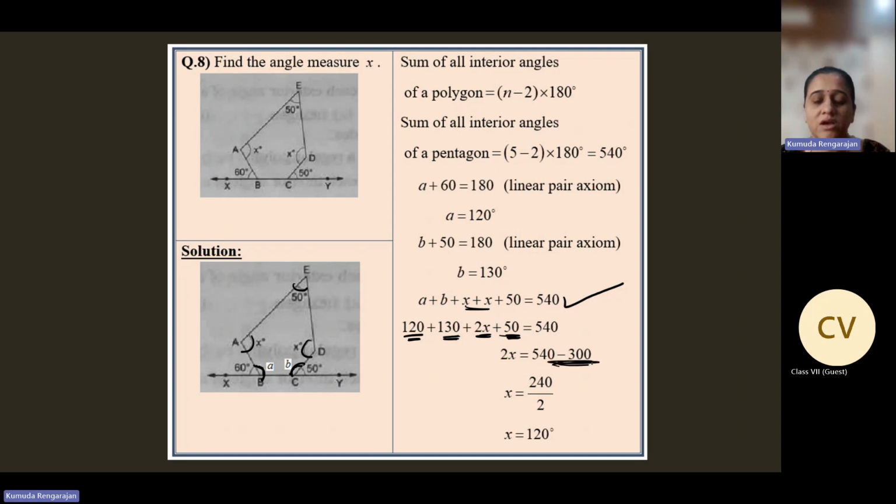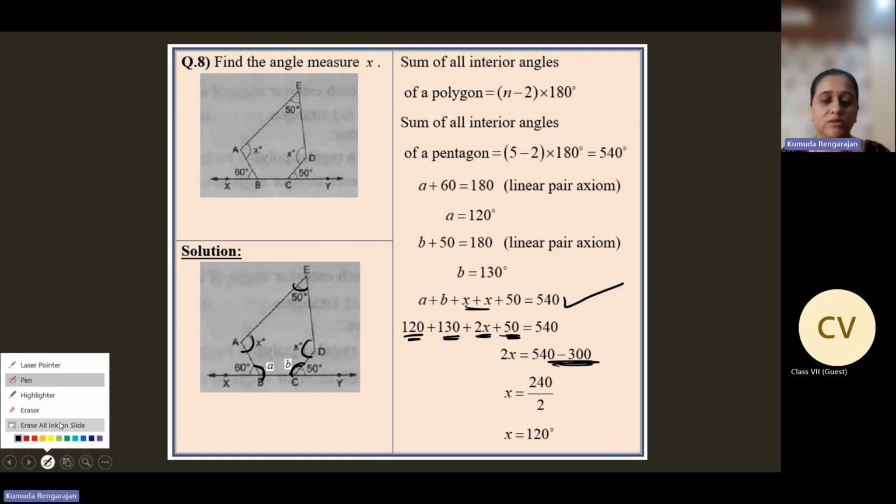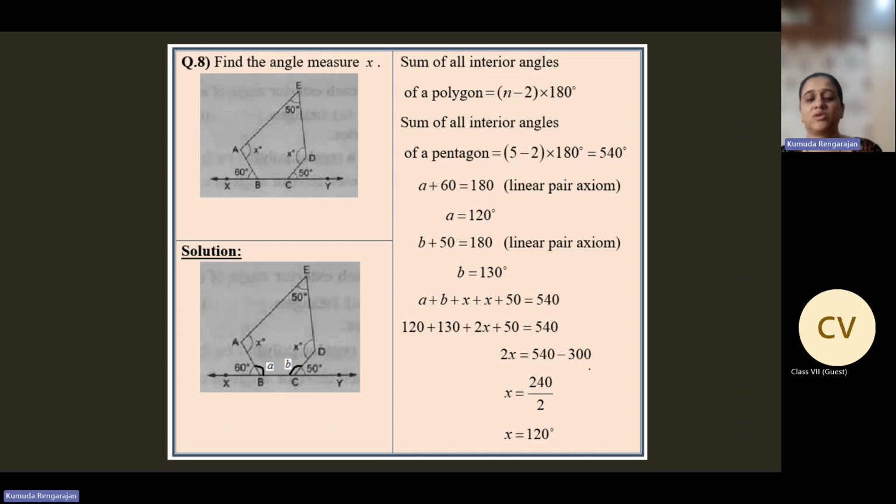On the other side, minus 300. So 2X is equal to 540 minus 300. So X is equal to, the difference is 240. So 2X is equal to 240. You can just include that step here. 2X is equal to 240. So X is equal to 240 by 2, which is 120 degrees.